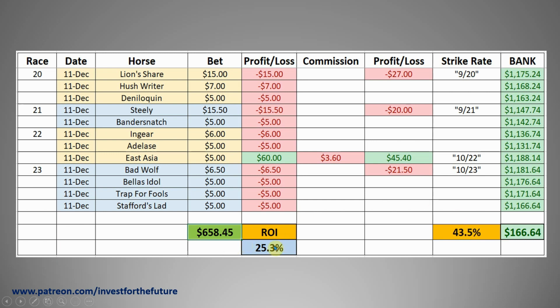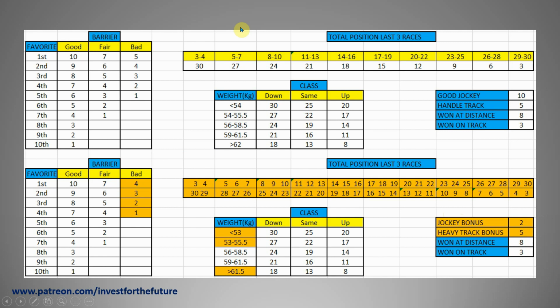So at the moment, both of those figures are above what I would expect is the target that we're aiming for. In other words, return on investment of 20% and a strike rate of 4 out of every 10 races. Now, at the top of the screen is the wagon wheel as I first presented it.